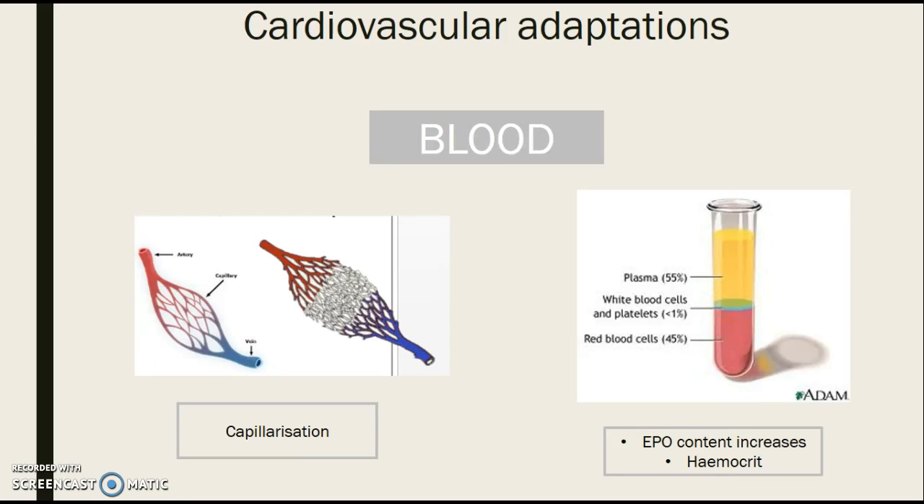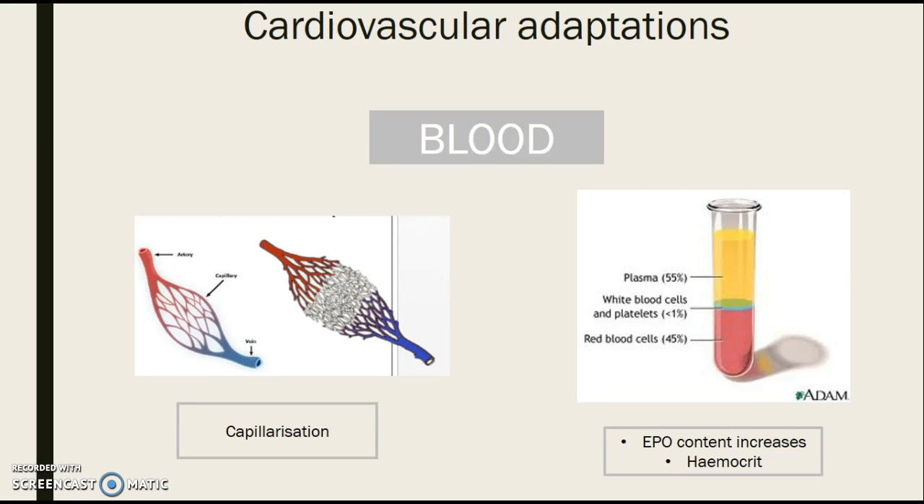So this is cardiovascular adaptations of the blood. So here we can see capillarization. This means there's a growth and development of capillaries. This means there's an increased blood flow to muscles and therefore more oxygen delivered at the same time.